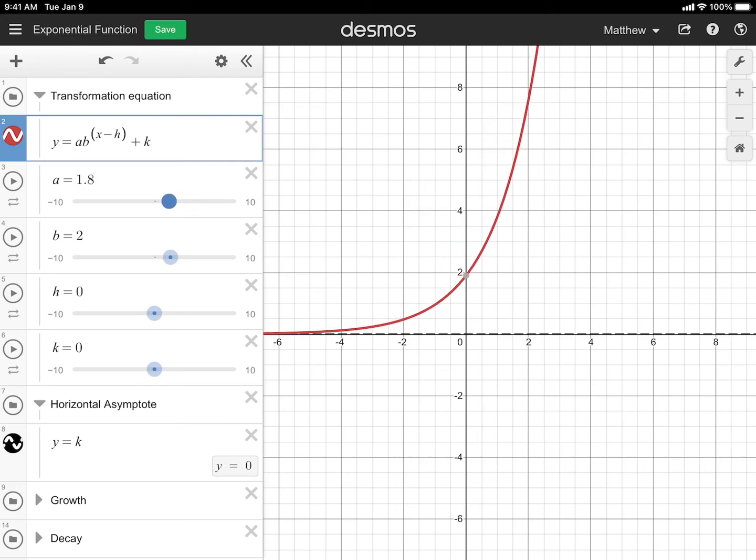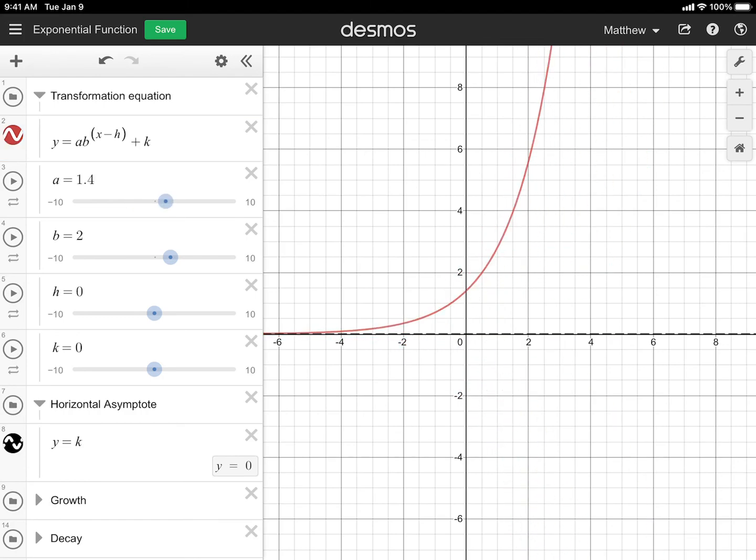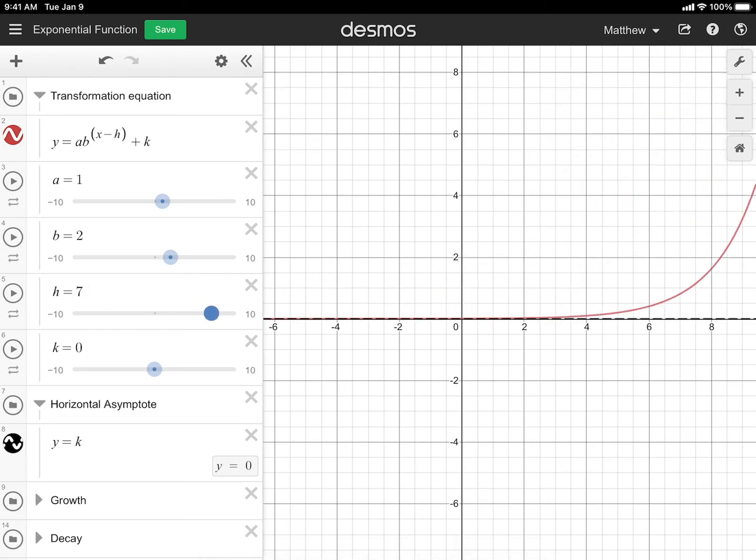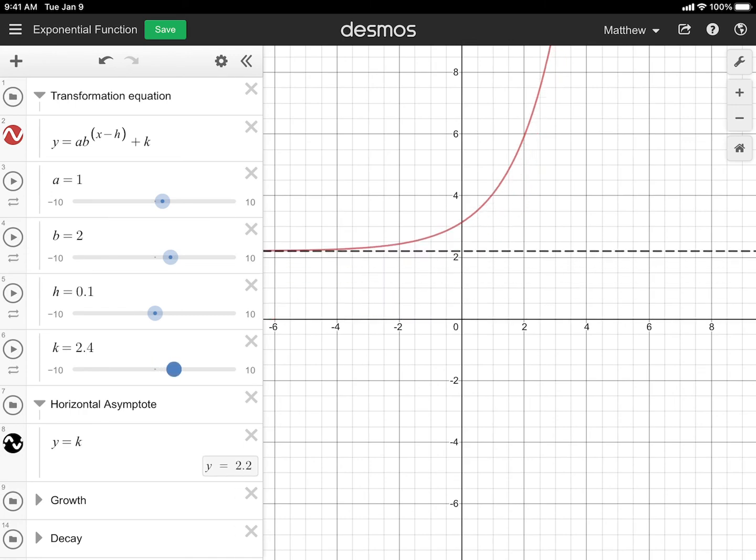Let's look at what happens if I go less than 1. It's still decreasing, and then I flip it, and I still have the reflection. So a still acts the same. The interesting part is where my y-intercept is now. It's not h, k, or anything like that. Our new y-intercept becomes whatever a is. And h still moves it left or right that many units. You get that? And k does the same thing.